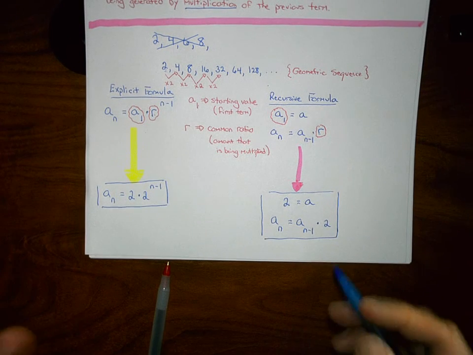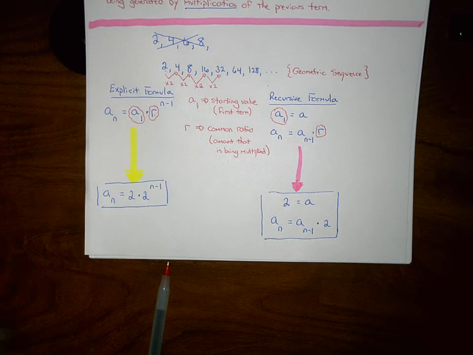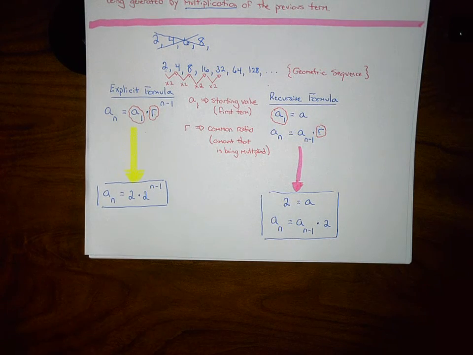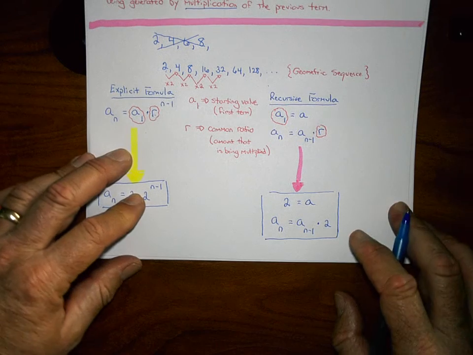Jadia, you are absolutely right. You will always have 2 lines in the recursive formula. Okay? So that's going to be our lecture for today on geometric sequences.